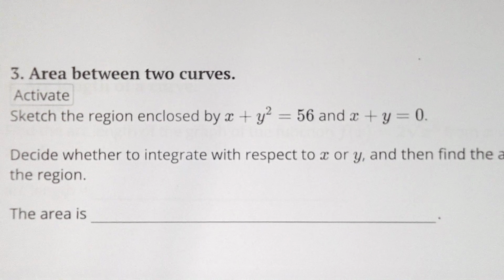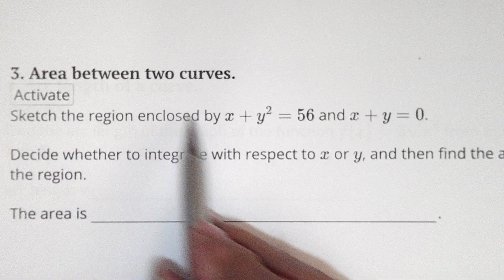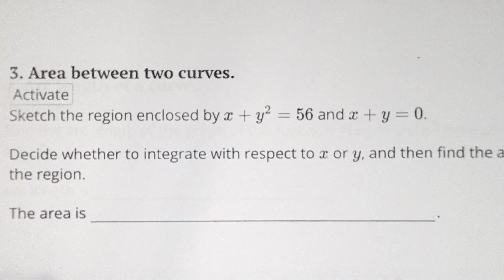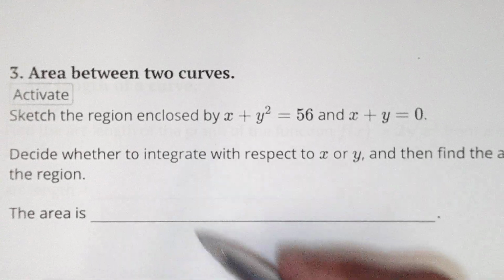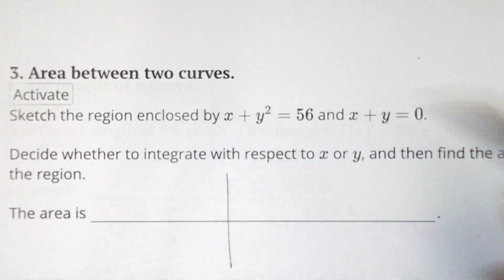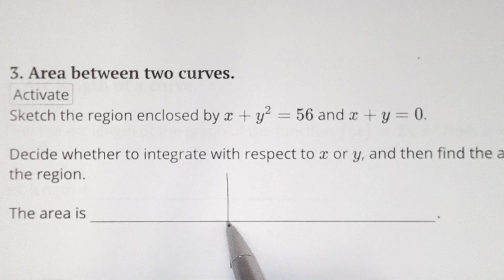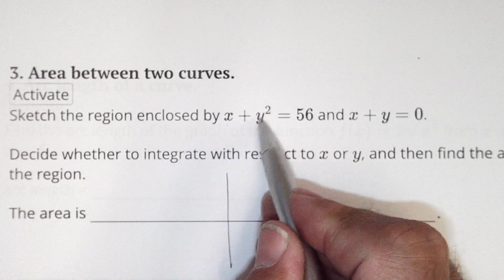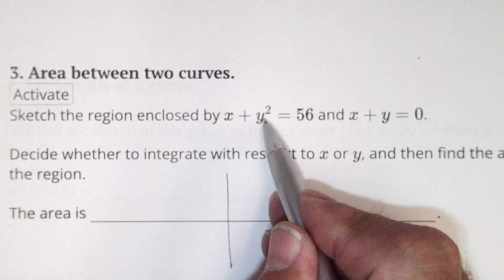All right, this is out of section 6.1, I believe it is. Anyway, the area between these two curves. So first of all, I want to graph these two curves. So I'm going to take advantage of this line here. And this is x equals y squared as opposed to y equals x squared.